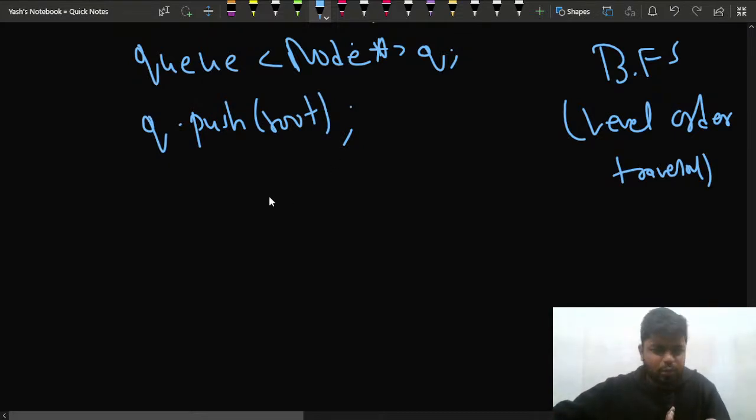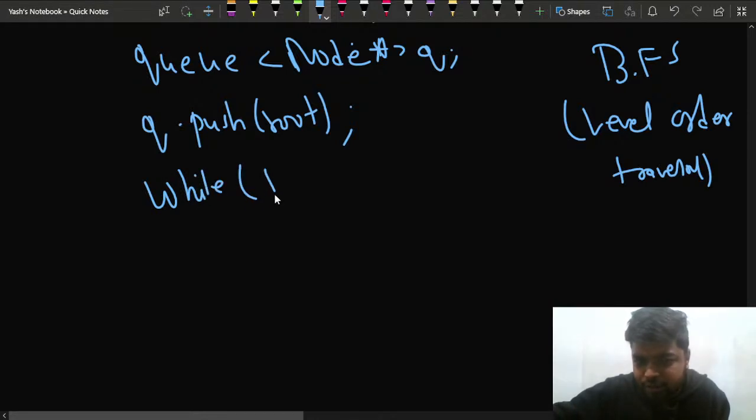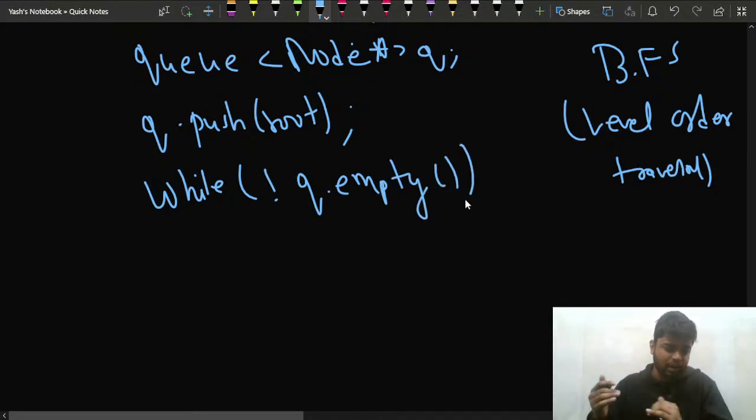Once you have pushed the root, in the end you have to consider all the nodes that are on the same level. That means you have to apply a breadth first search first of all, right? So you will be writing while not queue dot empty. Until my queue is empty, I'll be running it.